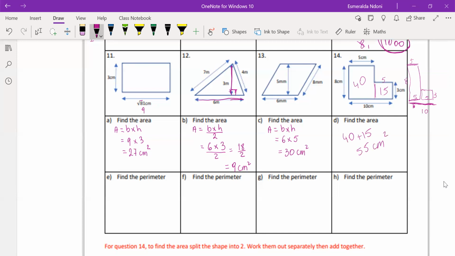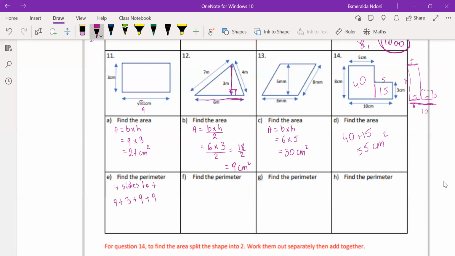We're going to move on to perimeters. Perimeters are really, really easy because all we're going to do is go around and add up, because perimeter is the distance around the 2D shape. So let's go. First shape, I have a rectangle, so I have 4 sides to add up. I have a 9 plus a 3 plus a 9 plus a 3.